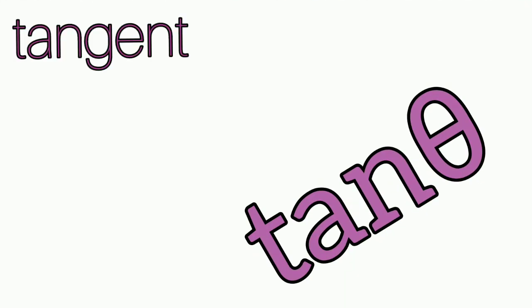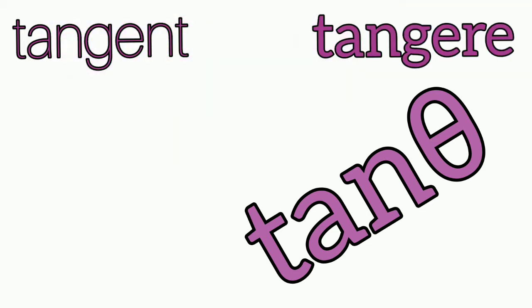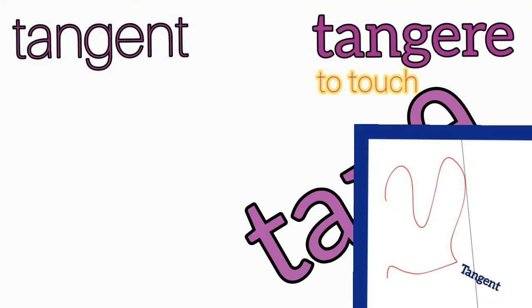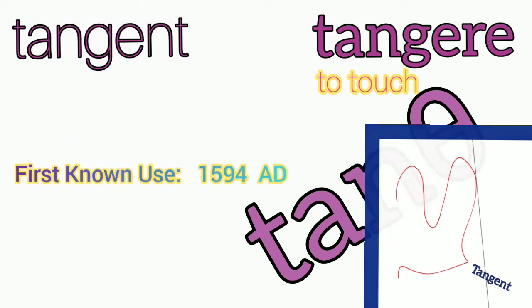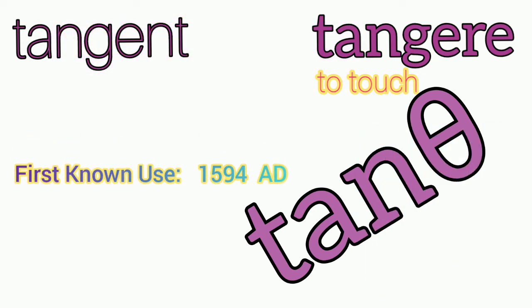Let's see the meaning of tan. The full English word for tan is tangent. From the Latin word tangere comes the word tangent. The word tangere means to touch. It was first used in mathematics in the year 1594 AD.